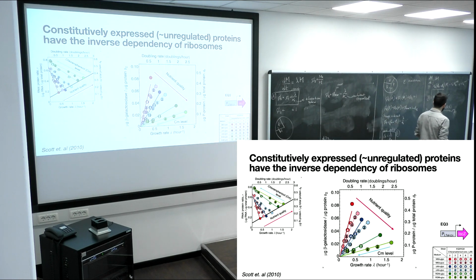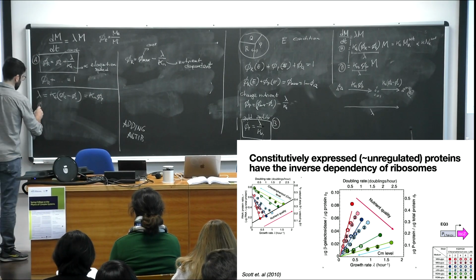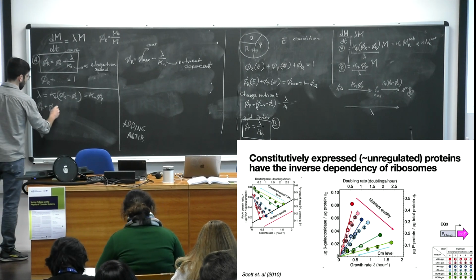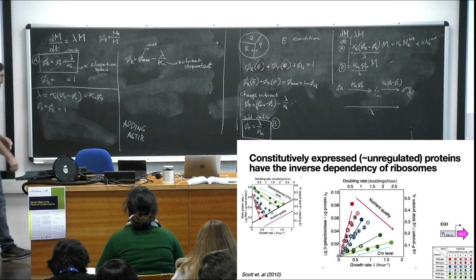Okay. So basically we have these three conditions. Let me write them here. What we have is that lambda is equal to kappa_t (phi_r minus phi_0), and is also equal to kappa_n phi_p. And then we have another condition, which is phi_p plus phi_r equal to 1. Okay?